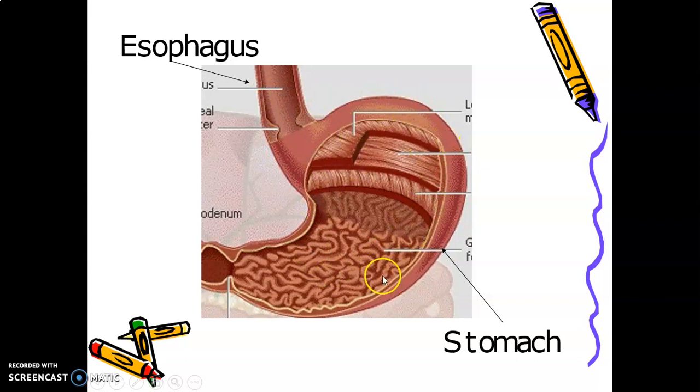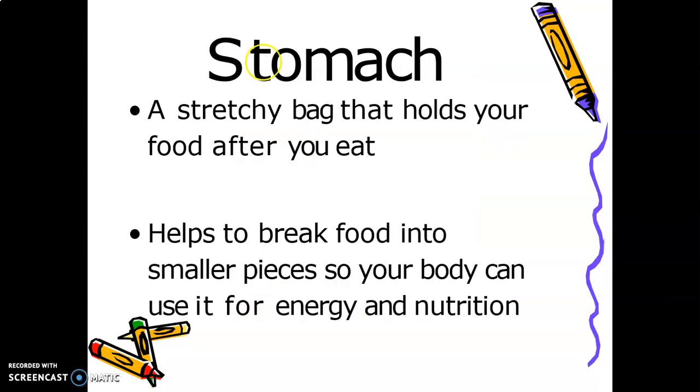Now, the stomach is the part of your digestive system that helps in digestion, and it turns the food into liquid. So inside the stomach, the food turns from solid to liquid. And inside the stomach, there is a very strong acid that helps in turning this food into liquid and in digesting the food. After the stomach, it goes into your small intestine. Now, the stomach is a stretchy bag that holds your food after you eat, and it helps to break the food into smaller pieces so your body can use it for energy and nutrition.